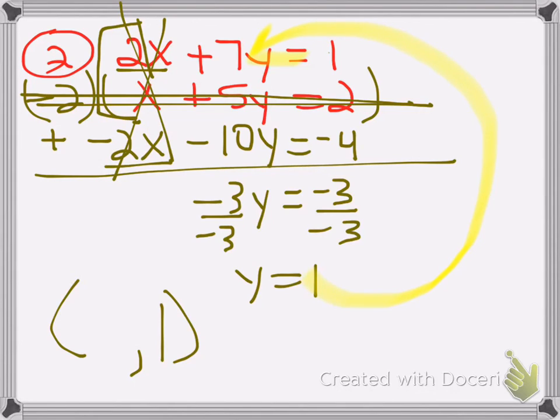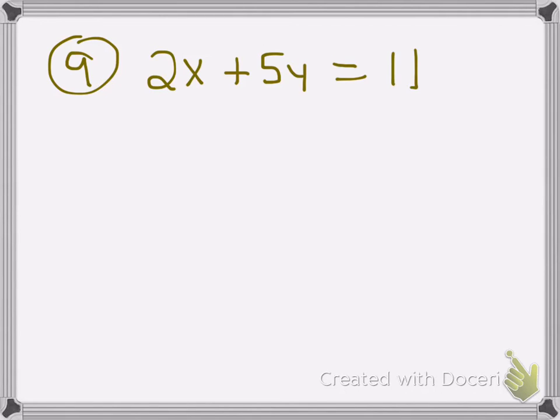Point being on this though is that it's not always -1 you're going to multiply through by. It could be any number. And sometimes you're going to have to multiply both equations through by a number. So just a really quick hint on, say, number 9 on your worksheet. On number 9, you have 2x plus 5y equals 11. And you have 4x plus 3y equals 1.